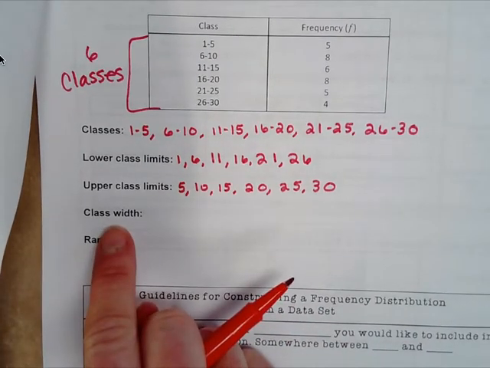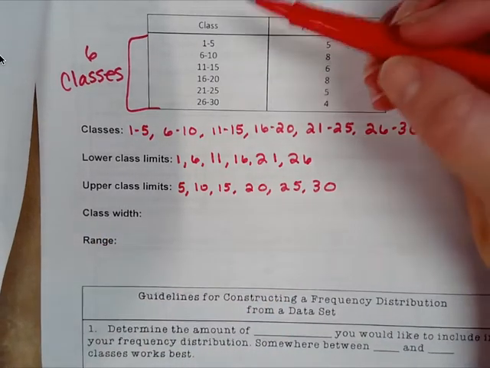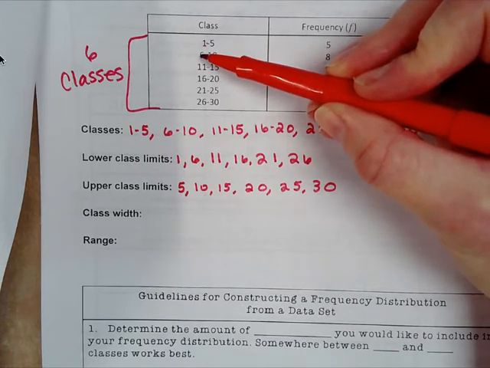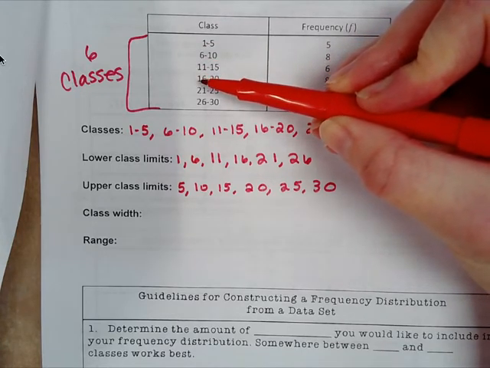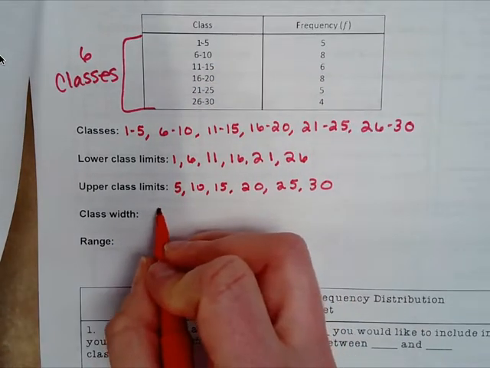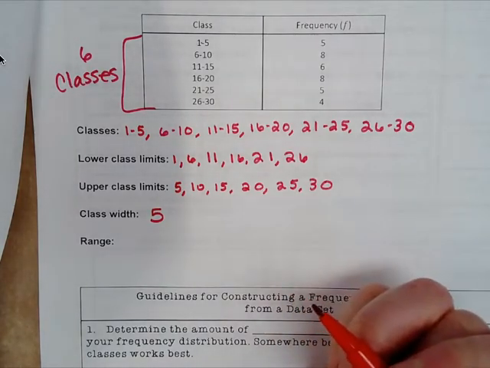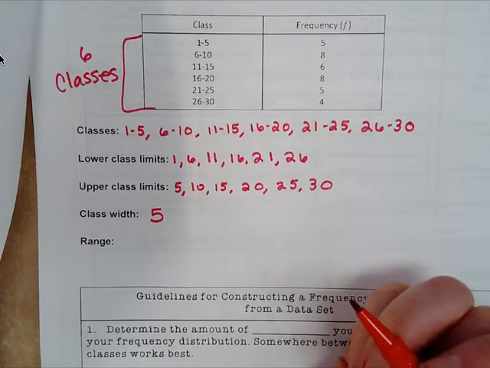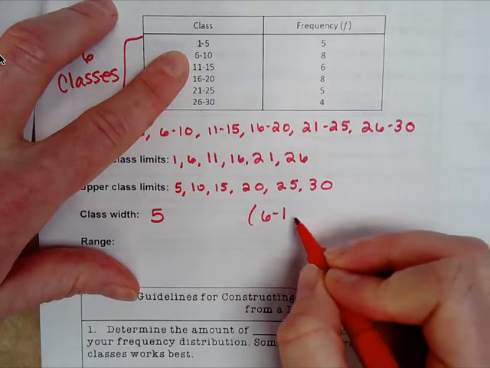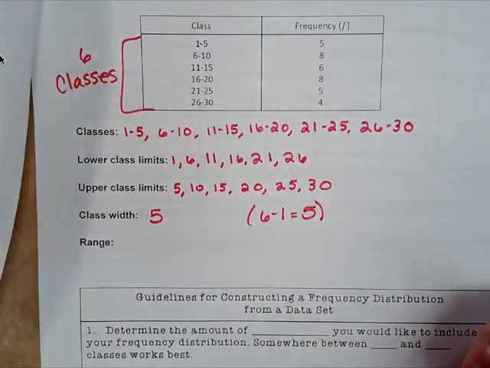The class width is the difference between your 2 consecutive lower class boundaries. So from 1 to 6, from 6 to 11, from 11 to 16, 16 to 21, 21 to 26. So our class width is 5. So you could subtract them. So this was found by doing 6 minus 1, or 11 minus 6.